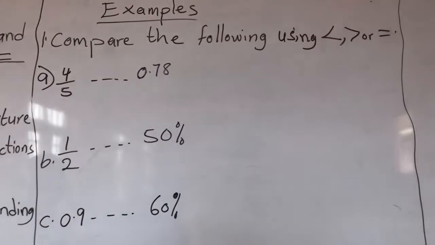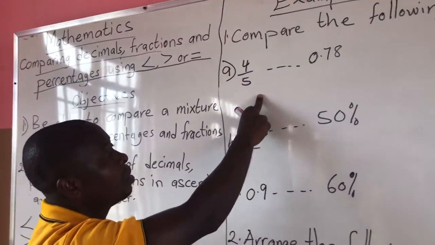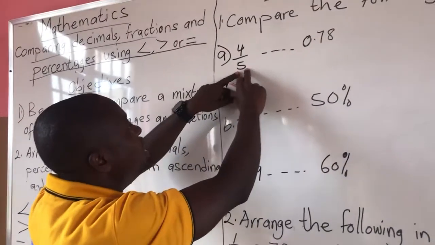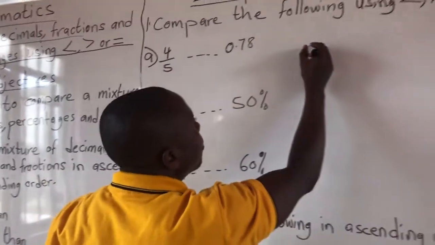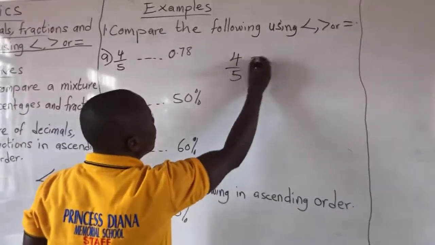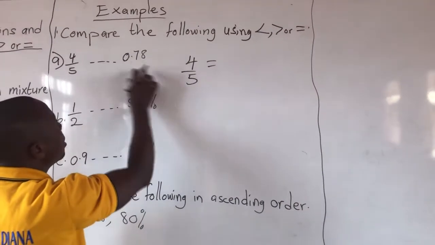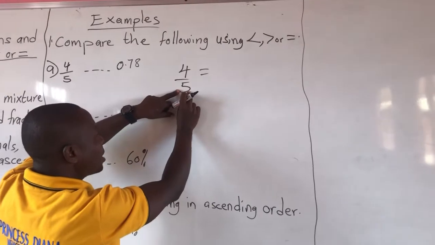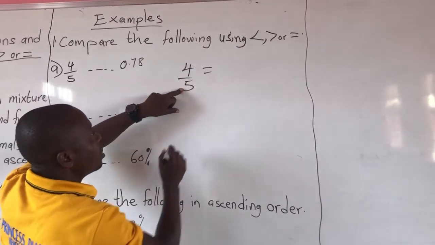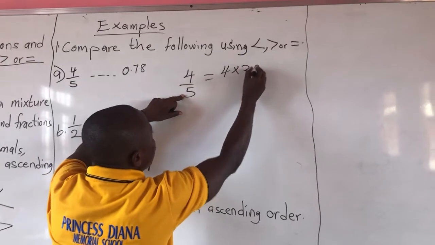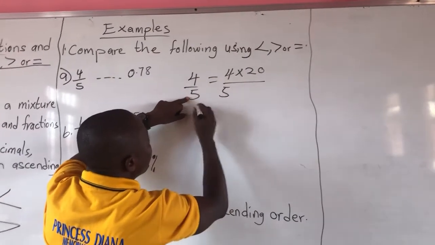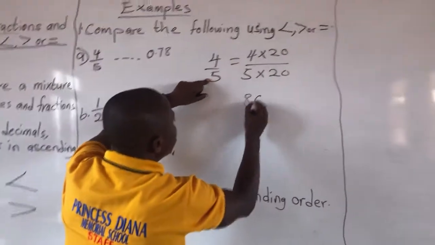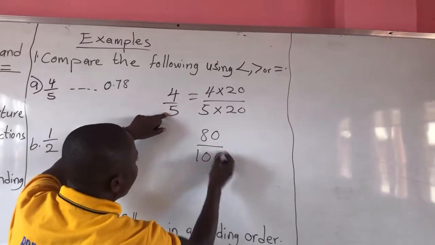So changing this fraction to decimal, we learned how to change fraction to decimal. We learned decimals have their denominator to be either 10, 100, or 1,000 and above. So you have to change this to decimal. In changing it to decimal, we have 4 over 5. We have to change the fraction to a denominator of 100. So we look for a number that will multiply the denominator to give us 100. And that number is 20. So we have 4 times 20 over 5 times 20, which will give us 80 over 100.